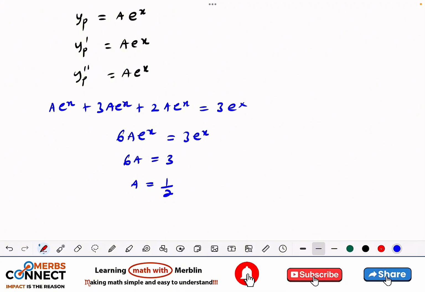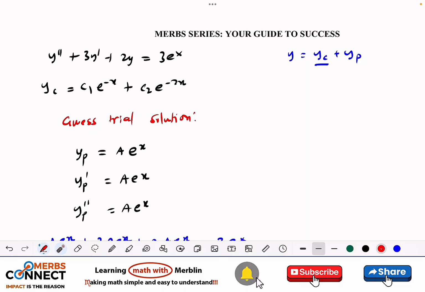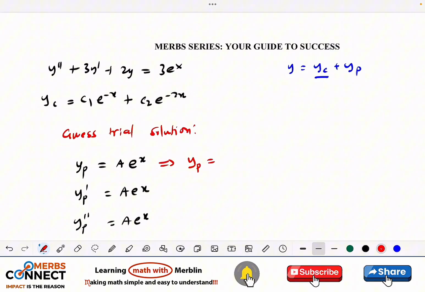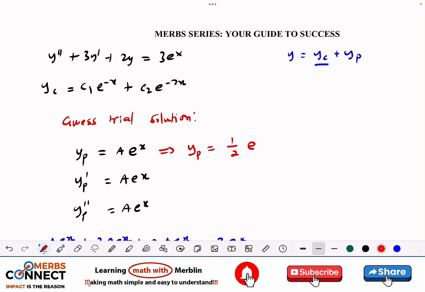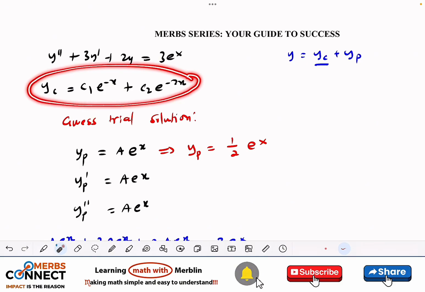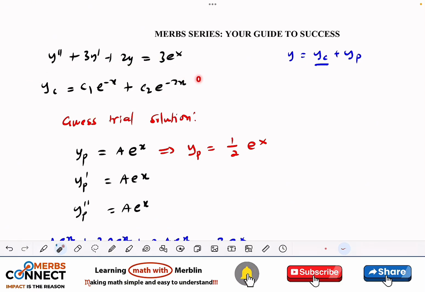So now that I've gotten my a, what will be my particular solution? Remember, this was the solution that we guessed. So the particular solution, with a being 1 over 2, is 1 over 2 e to the power x. We are calling this a particular solution because there is no constant. Remember, the one we had here is kind of the general solution. That's why we are calling it a complementary solution, because it depends on the constant. And this one has no constant. That's why we are calling it a particular solution.